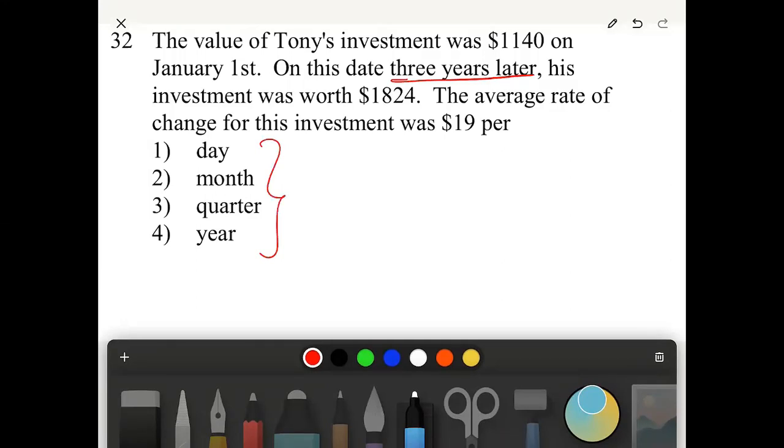what the units were. Okay, so basically when you're trying to find the average rate of change, that's basically the slope. So what we're going to do is say, okay, 3 years later, it was worth $1,824, and it started out at $1,140. So what we're trying to figure out is, when we started, the time was zero, and then it was 3 years later. And now what we're trying to say is the average rate of change, or the slope, was 19 per something.